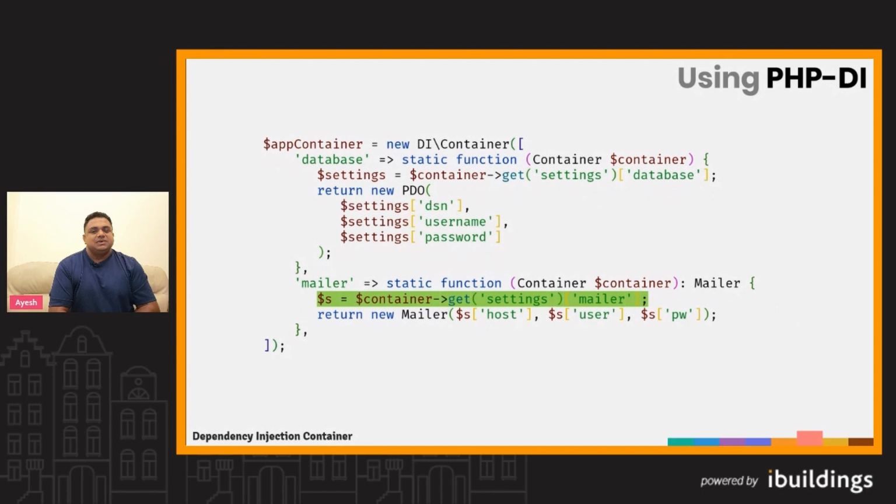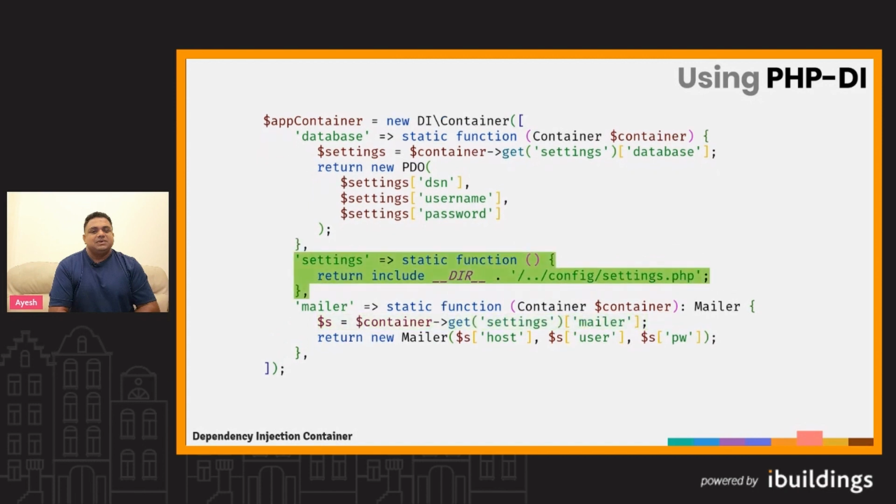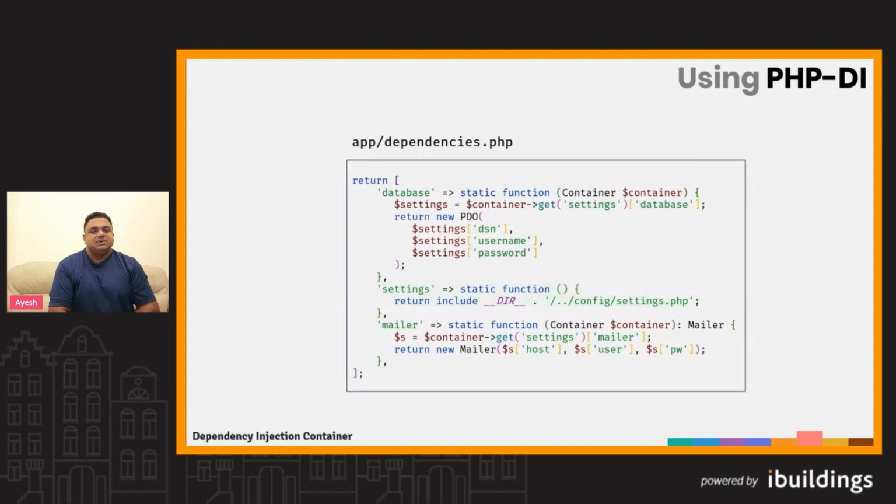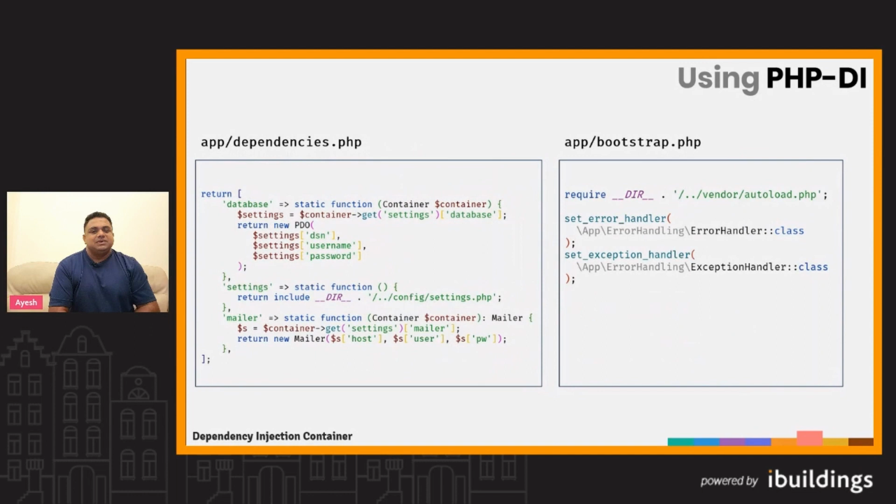And you can have chained dependencies. For example, if the mailer depends on database, you can ask for the database, which will in turn go for the settings array as well. And settings comes from the settings file. All these dependencies, we can contain them in a separate file called, say, app.dependencies.php. And from the bootstrap file, we can use these dependencies. So the bootstrap file gets all of the bootstrap logic step by step.